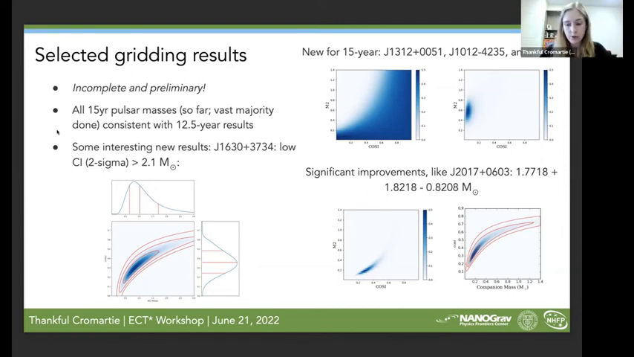There are many sources also that have significant improvements in the measurement of companion mass and inclination angle. One example is this 2017 source. The error bars have improved by a factor of more than 2. And so as we add more and more data to the data set, we're going to be able to better constrain its mass. But we're seeing these very tangible improvements already.